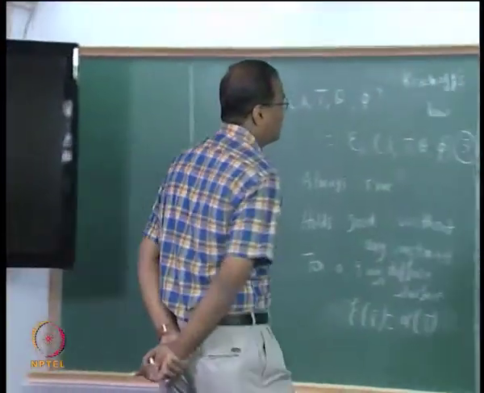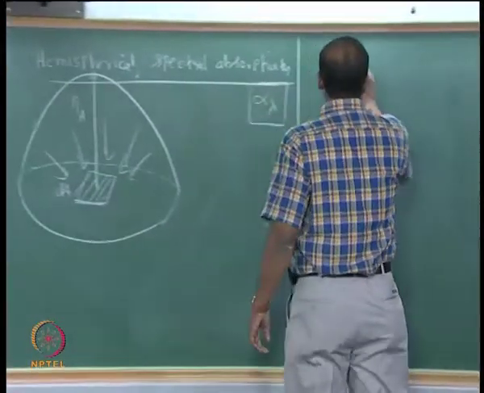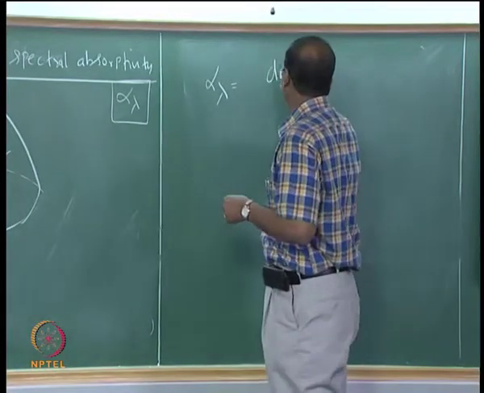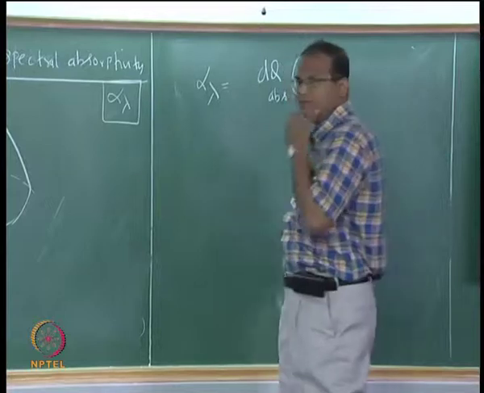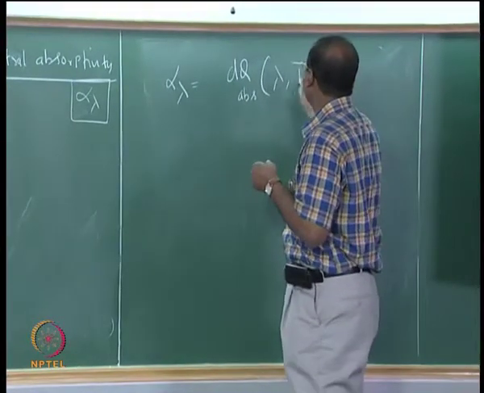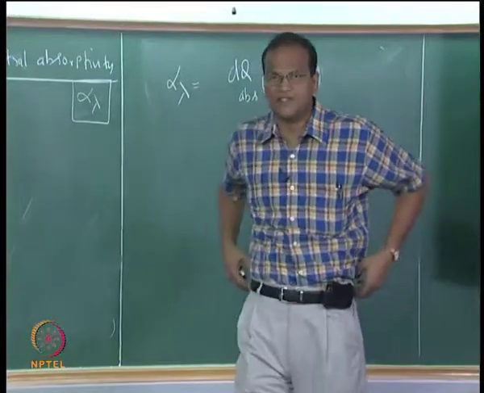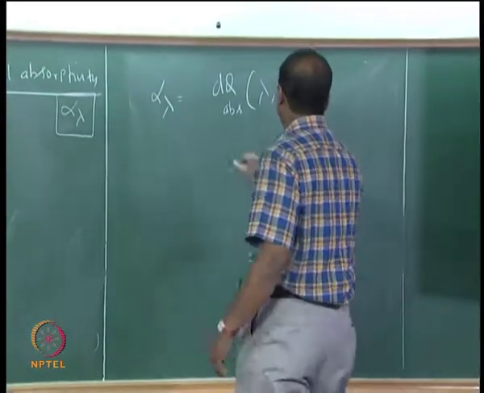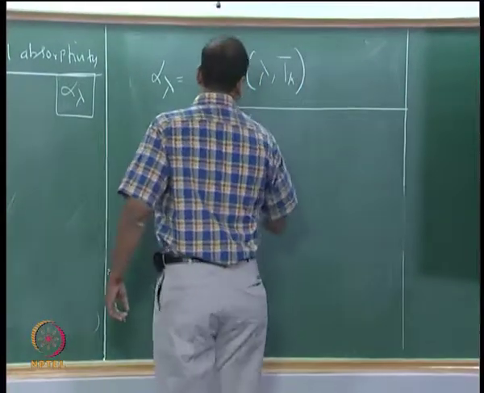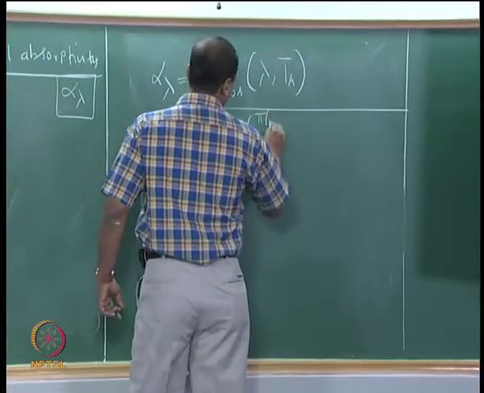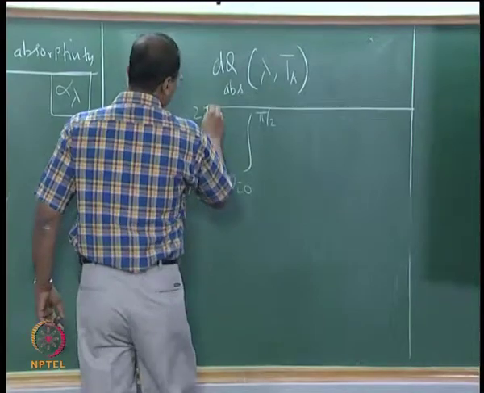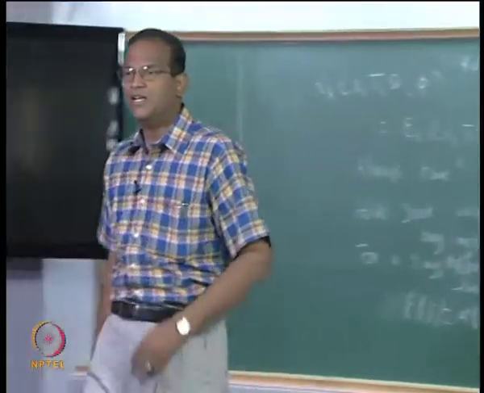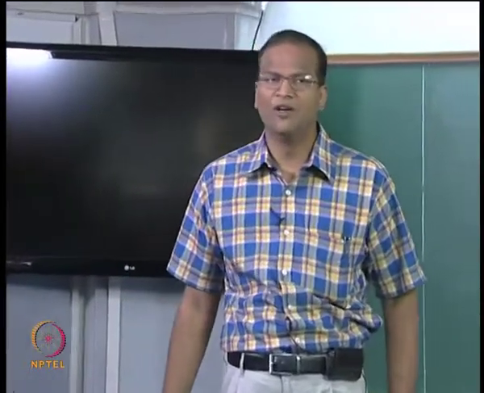Now if you want to write a mathematical expression for this, what should be alpha lambda? dq absorbed, correct, should be a function of lambda and should be a function of the temperature of the absorbing surface. Theta I phi a are removed because we are integrating over the hemisphere, divided by, and I can use the notation phi I, where I subscript denotes the incident direction. Can you fill up the denominator?